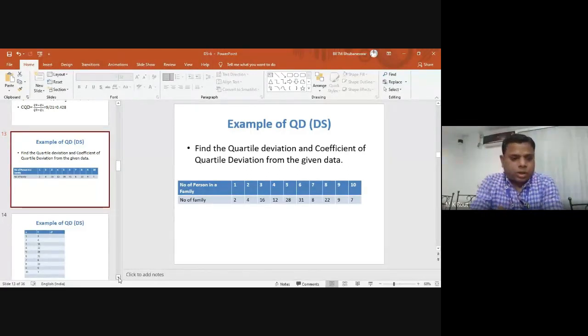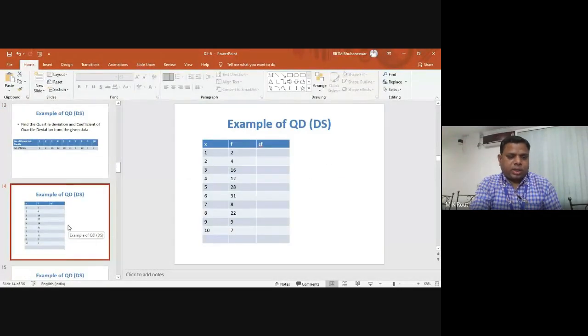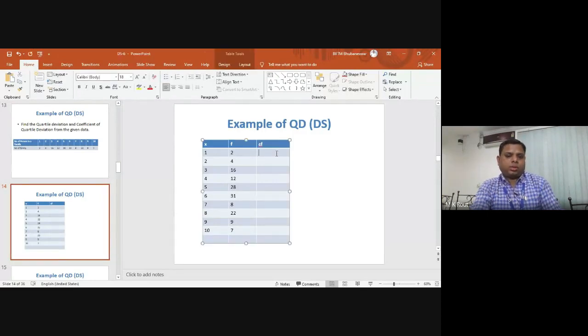Okay, sorry for the interruption. In case of discrete series, as you know, the frequency is given, so there is no need to generate the frequency. Here I have arranged the frequency, you just have to calculate the cumulative frequencies. The cumulative frequency is 2 for the first row, 2 plus 4, that is 6. 6 plus 16, how much?